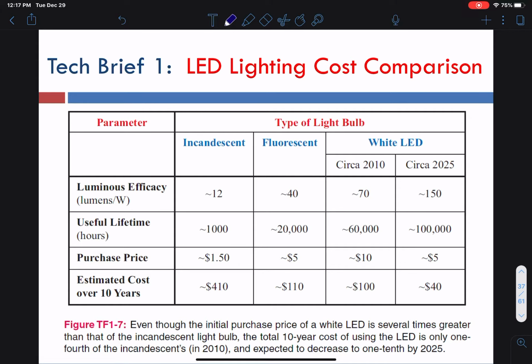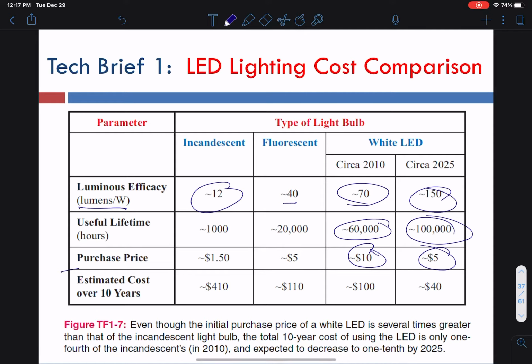If you compare them, you can see the luminous efficacy: incandescent is only 12 lumens per watt, fluorescent is 40, and look at this, LED is very high, right? Useful lifetime is also high here, but LED also has a high initial cost. Over the years, though, it has the lowest cost compared to incandescents or fluorescents. So now I assume that most households have LED lights more than anything else.